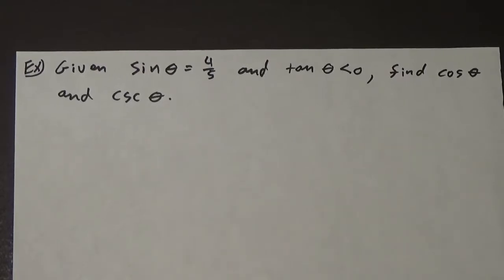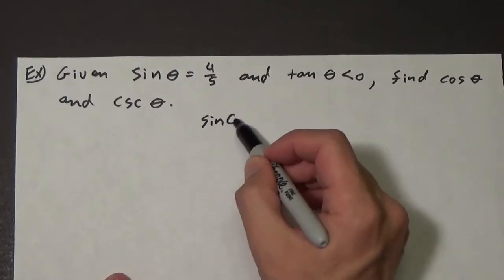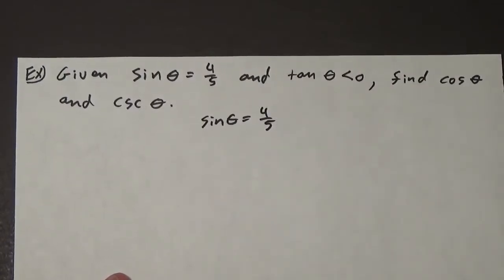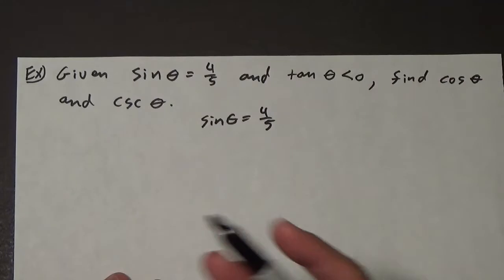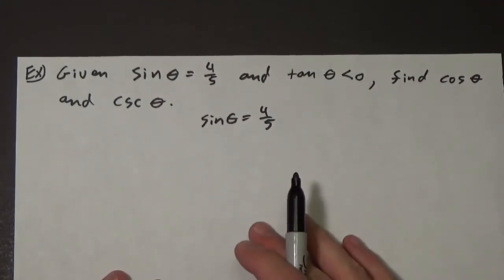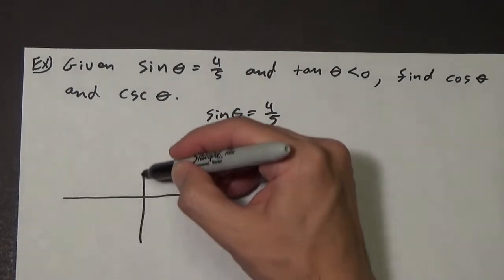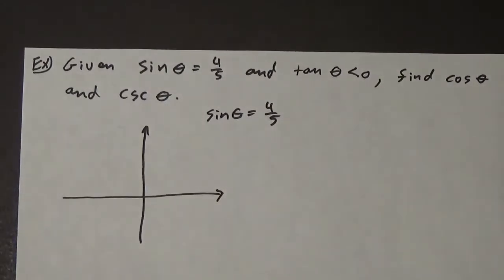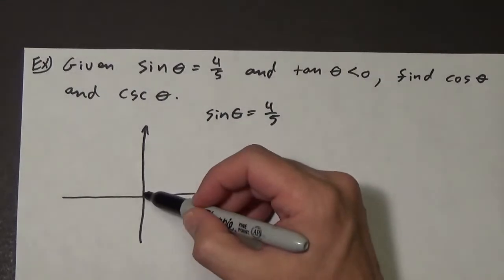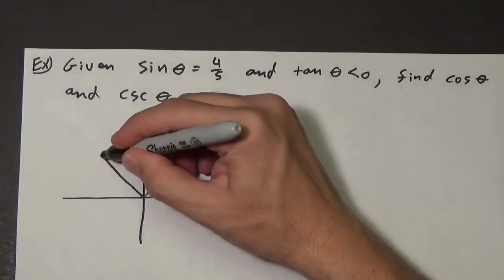Okay, so let's go ahead and look at the sine of theta equals 4 over 5. Now if you remember, as we're going around our circle, or we're going through the quadrants, sine can either be positive or negative depending on where it is. And we learned that sine is positive in two quadrants. It can be positive in quadrant 1, and it can be positive in quadrant 2.